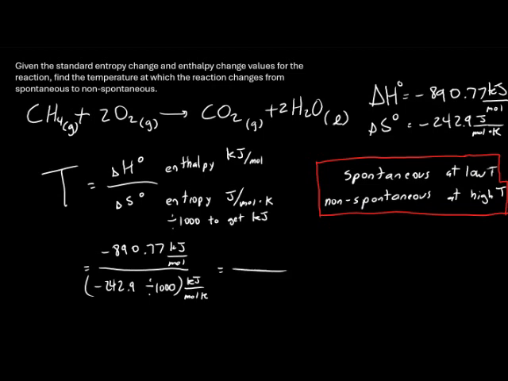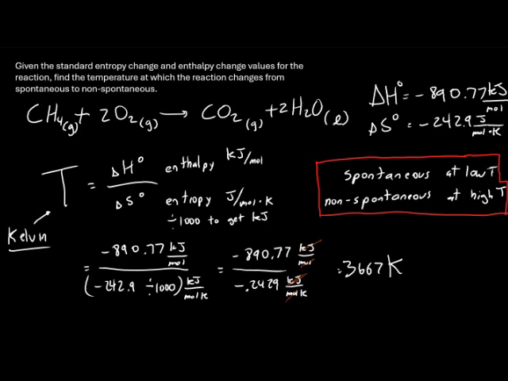If we use the conversion, we'll now have -0.2429 kilojoules per mole Kelvin on the bottom, and -890.77 kilojoules per mole on top. The kilojoules will cancel, the moles will cancel, giving us an answer in Kelvin. Make sure to realize that the temperature will always be in Kelvin. We'll do this division in a calculator, and we'll get 3667 Kelvin. The reaction will be spontaneous at any temperature below this, and not spontaneous above it.